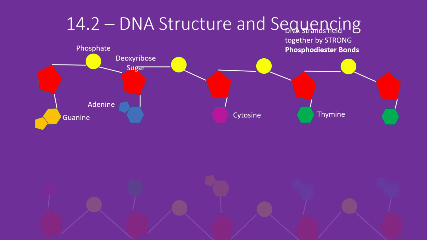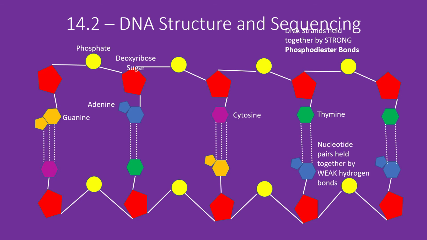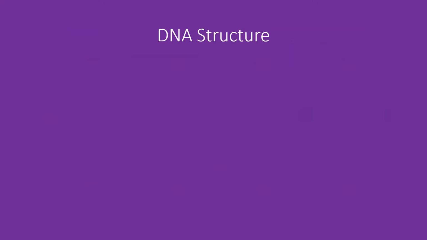DNA is a double-stranded molecule with a sugar phosphate backbone made with a strong phosphodiester bond. The nitrogenous bases are held together by weak hydrogen bonds. A and T are held by 2 hydrogen bonds, and G and C are held by 3 hydrogen bonds. Let's look a little bit more closely at a single nucleotide.